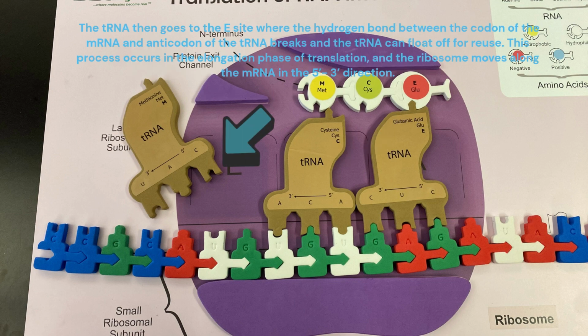The tRNA then goes to the E site, where the hydrogen bond between the codon of the mRNA and the anticodon of the tRNA breaks, and the tRNA can float off for reuse. This process occurs in the elongation phase of translation, and the ribosome moves along the mRNA in the 5' to 3' direction.